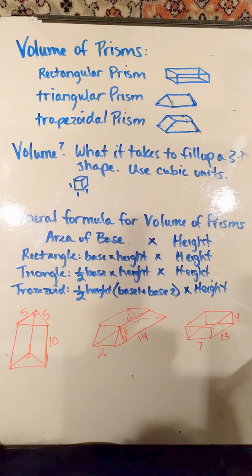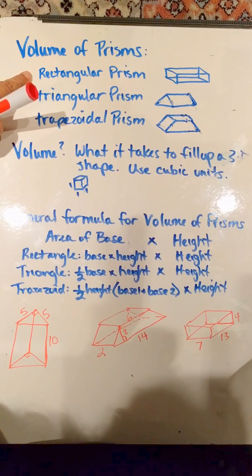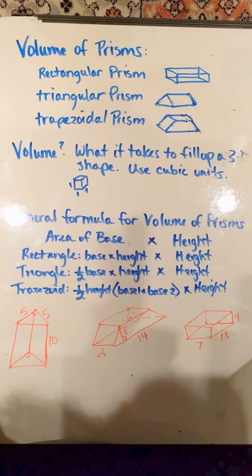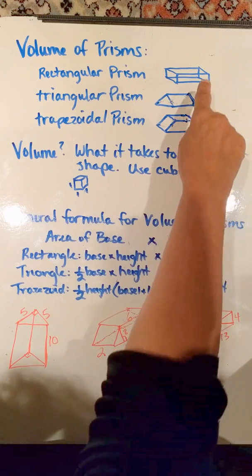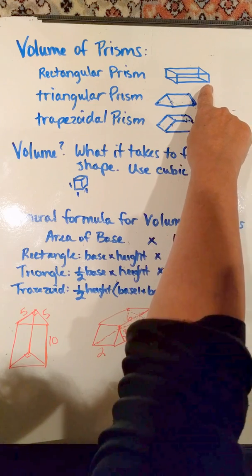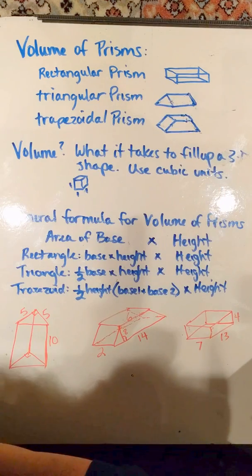They categorize them differently. There's a rectangular prism, a triangular prism, and a trapezoidal prism. There are other types of prism, but these are the three we're going to talk about. So a rectangular prism is generally just a shoebox that you would consider, or a cube. It's a box shape, so it has as a base a rectangle.